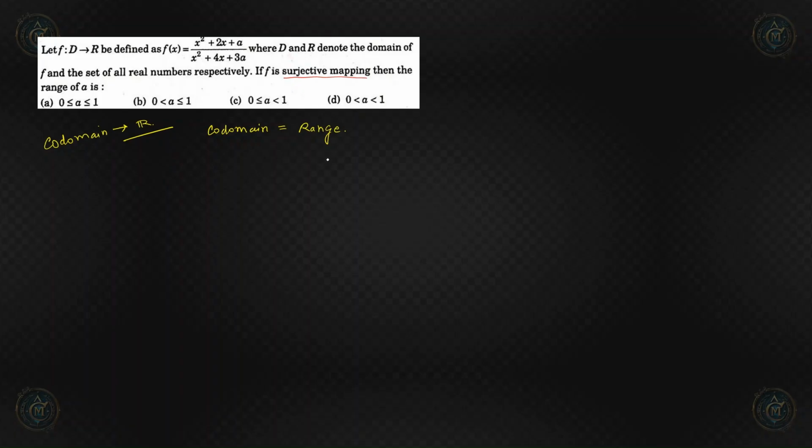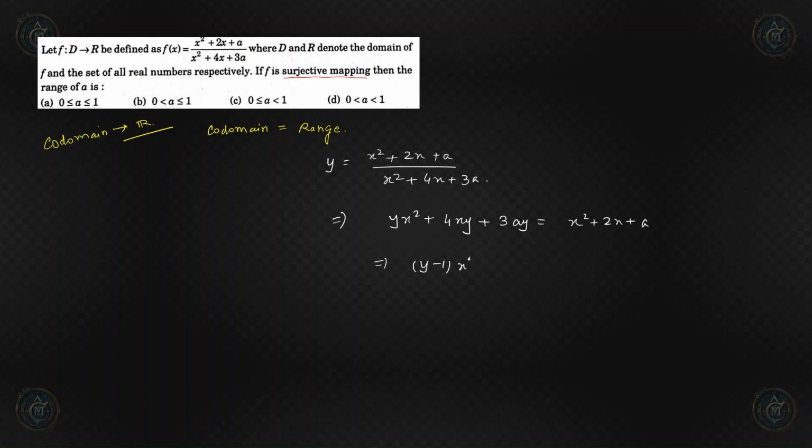That means if we denote this f(x) by y equal to (x square plus 2x plus a) divided by (x square plus 4x plus 3a), right? That means if we try to express this in terms of a quadratic expression in x, this becomes y x square plus 4xy plus 3ay equal to x square plus 2x plus a, right? So we get (y minus 1) times x square plus x times (4y minus 2) plus (3ay minus a), right? This is equal to 0.